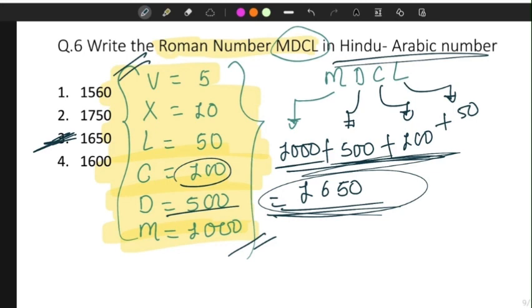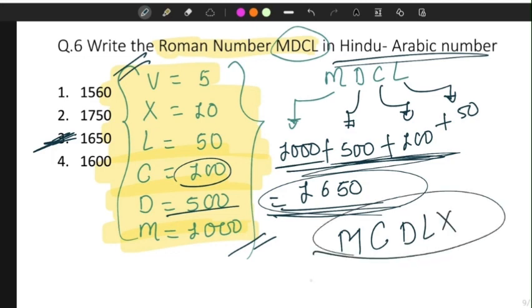Even they can ask you here, M means the maximum value. So they can ask you something like MCDLX, and you can find out the value of the given answer. M stands for 1000, C stands for 100, D stands for 500, which means 1600, and L stands for 50, and X stands for 10. So this is going to be 1660. MCDLX stands for 1660. In this way you can solve the given question.